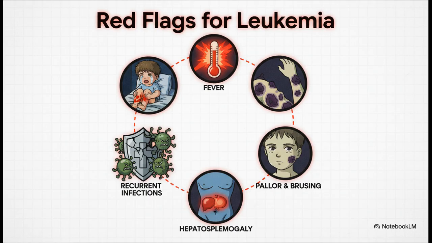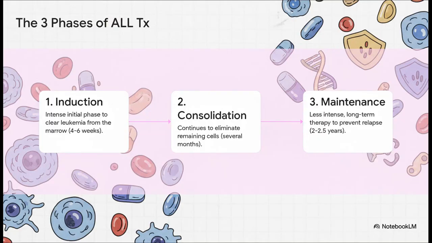And that bone pain, especially pain that wakes a kid up from a dead sleep, that is a huge red flag. It's so important to get that the treatment for ALL is a marathon, not a sprint. It's broken down into these three really distinct phases, and the whole thing lasts for over 2 years. It's all designed to get rid of every single last leukemic cell, and, just as importantly, to prevent a relapse.